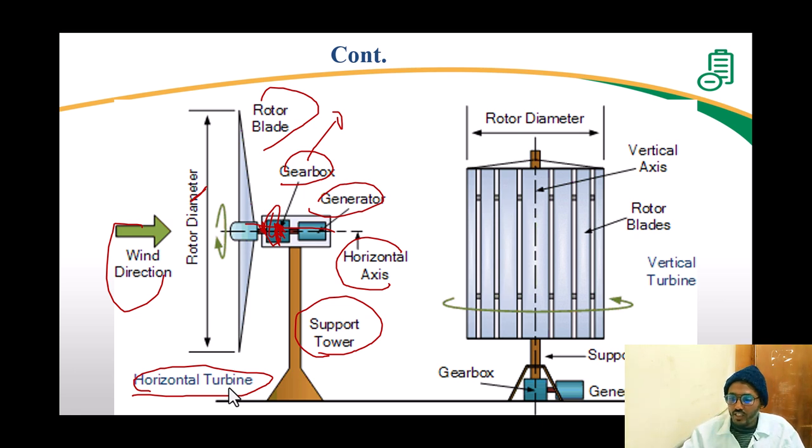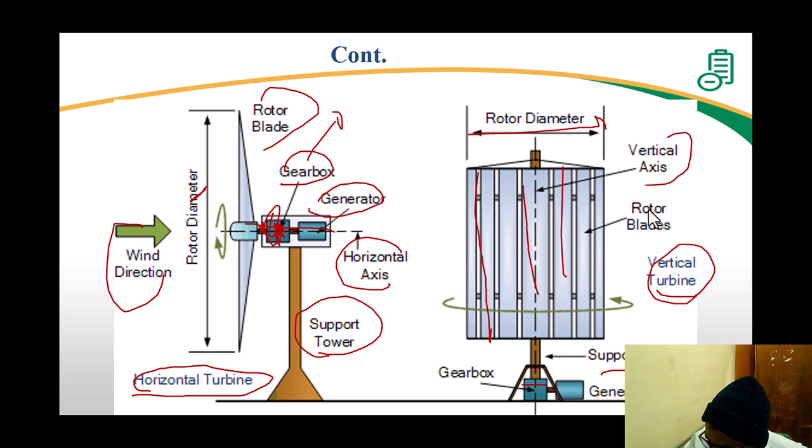So if we go here, this one is what? Vertical turbine. We have the rotor diameter here, and this one is the rotor. As you can see, the rotors are installed like this. So we have the gearbox here. We have the support tower. This one is a vertical turbine, so we have the vertical axis of the blade.